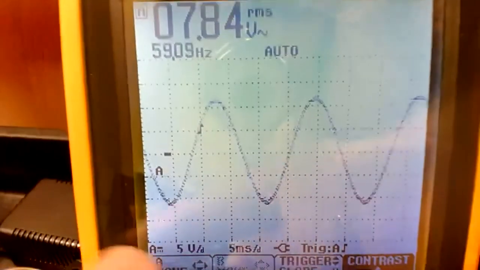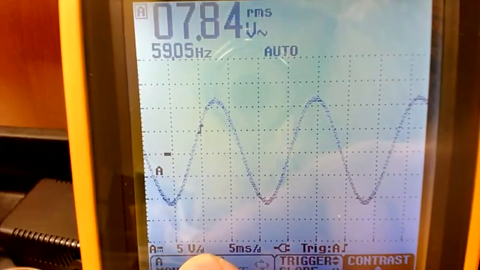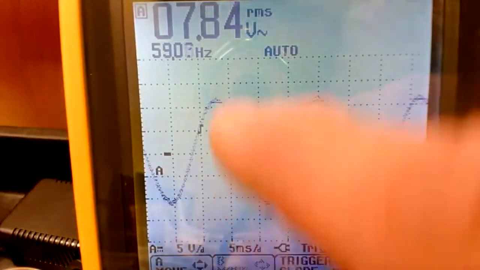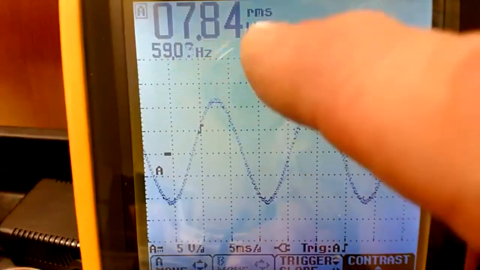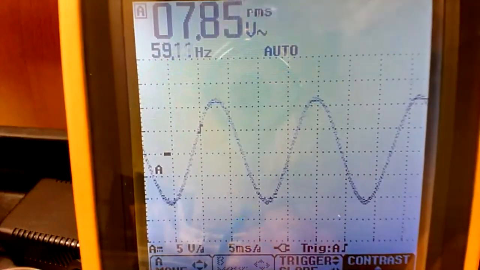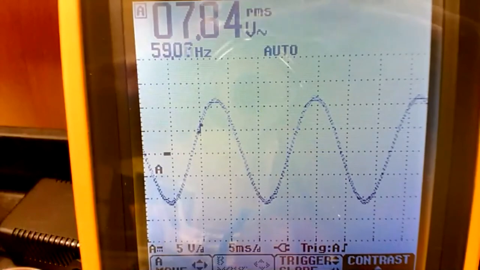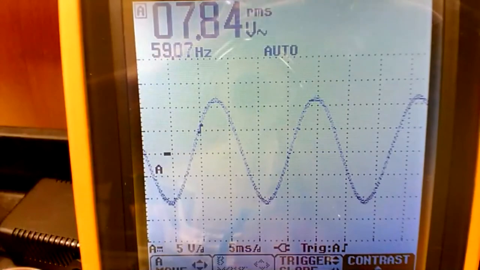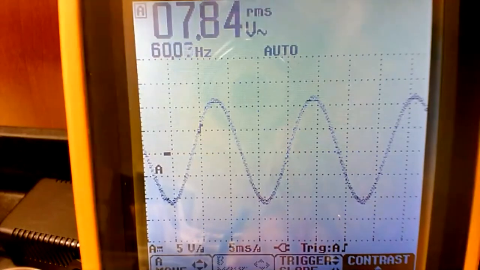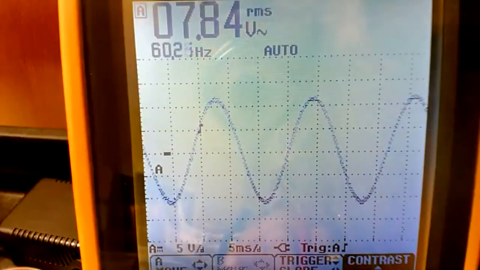Down here it says 5 volts per division. You see that, 5V/D? Yes. 5 volts per division. And then the voltage is actually 7.84 volts RMS at 59 hertz. I can fine tune the frequency a little bit and get it exactly at 60. So I'm sitting exactly at 60 hertz, and it's almost 8 volts, okay?